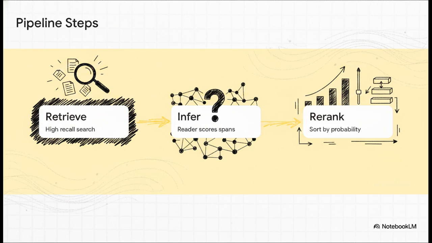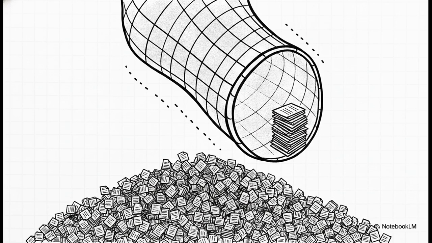When a user hits search, the system triggers 3 steps in a fraction of a second. First, we retrieve the documents, then we infer the exact answers, and finally, we re-rank those answers for the user. Let's look closely at step 1, retrieval. The user types a question, and our traditional search engine springs into action.